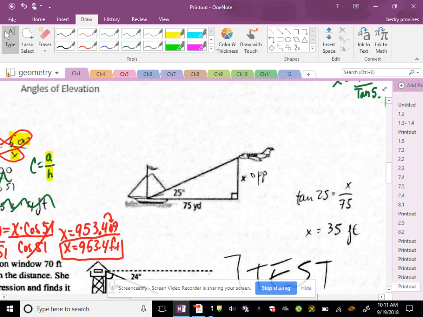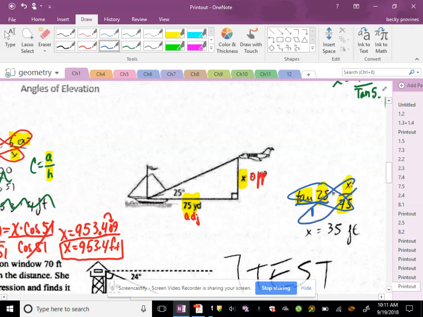So if you're in the sailboat and you're looking up at the plane, this is the angle of elevation. If you're 75 yards away, now we know that the 75 is the adjacent side, and we know the x is the opposite side. So since there's no hypotenuse, we know that has to be tangent. Right there, tangent. So tell me what angle you're working from. You're working from the 25-degree angle. And then you're going to say, what's the opposite side, which is x? What is the adjacent side? Well, that's 75. Now, I typically put this over 1, and then I cross multiply.